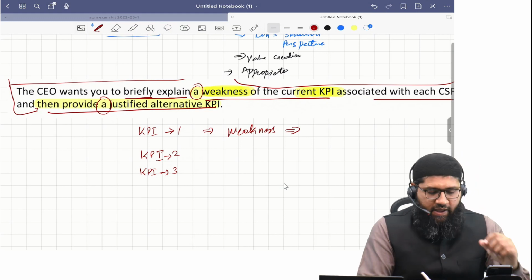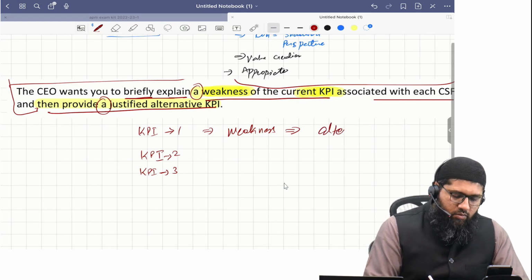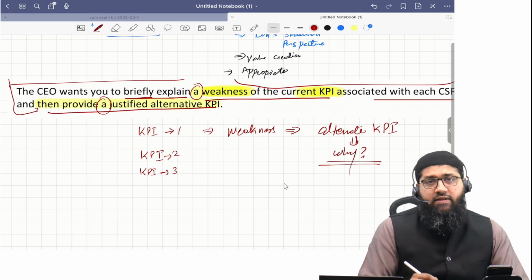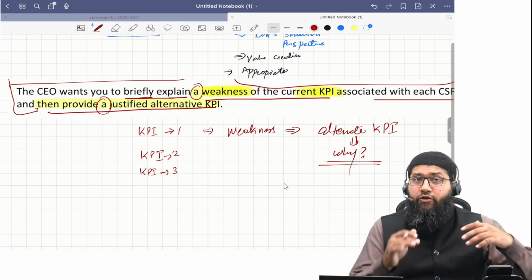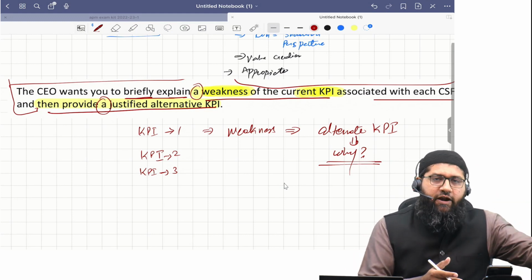and then you would give an alternate KPI and you would say why you are giving this alternate KPI. Why do you think that it's a better KPI? Why do you think that it should be used instead of the other KPI?